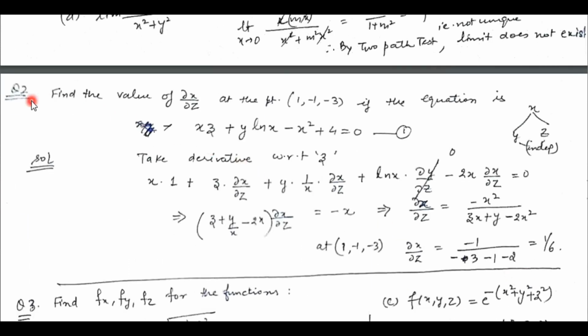In question number 2, we have to find the partial derivative of x with respect to z at this point, if this equation is given to us, and it is also given that x is a function of y and z, where y and z are independent of each other. So x depends on y, x depends on z, but y and z are independent of each other. Now here we have to find the partial derivative of x with respect to z.